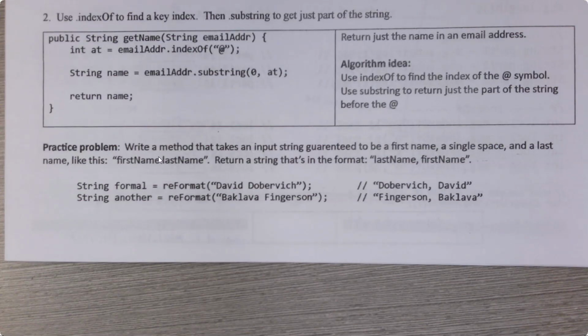Now let's imagine applying that idea to reformat a name that looks like a first name and then a space and then a last name. And I want to reformat it so that I get the last name and then a comma and then a space and then the first name. So in other words, I need to take this and break it into 2 parts, a first name and a last name. If we were using .split, this would be really easy. We just split on space. But let's do it without split. Let's do it just using indexOf and substring.